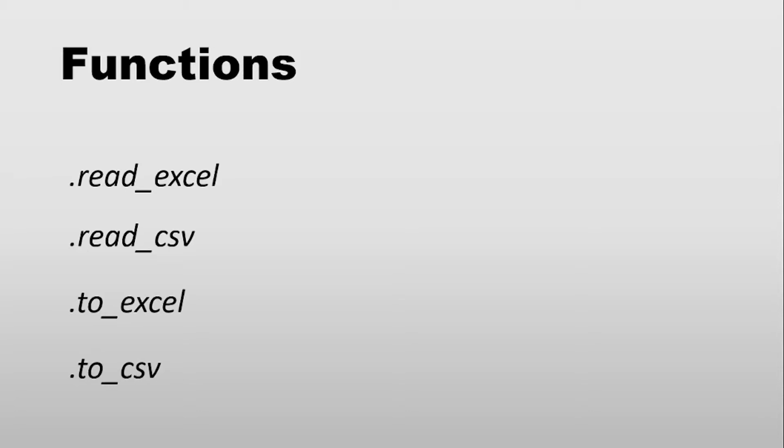and the functions which pandas gives for reading and loading data are read_excel, read_csv, to_excel and to_csv. read_excel is used for reading an Excel file. read_csv is used for reading a CSV file. to_excel and to_csv, on the other side, are used to write a data frame into an Excel sheet or a CSV file. Now let's implement these functions.